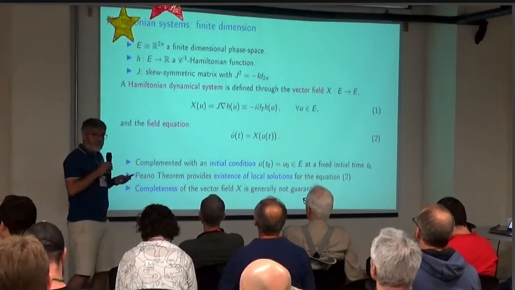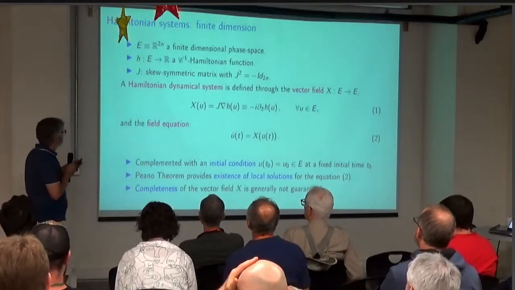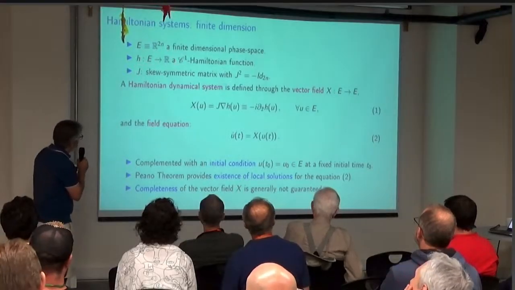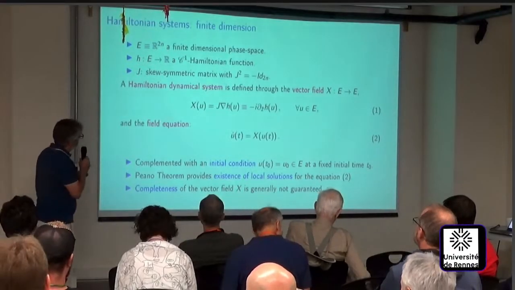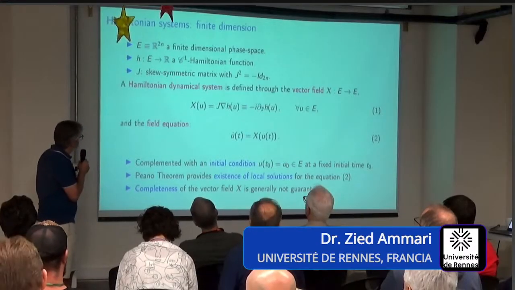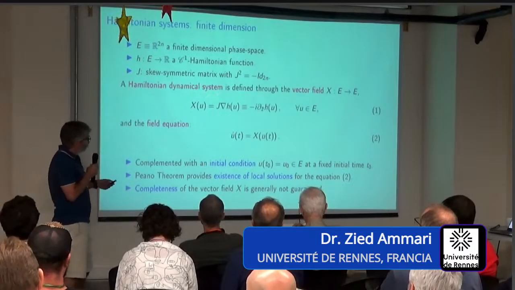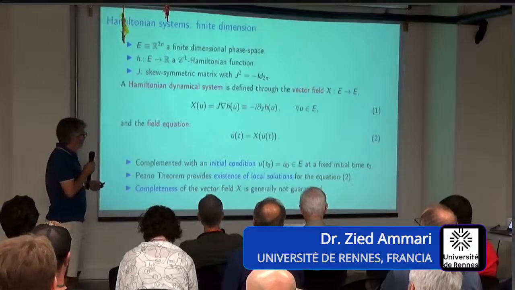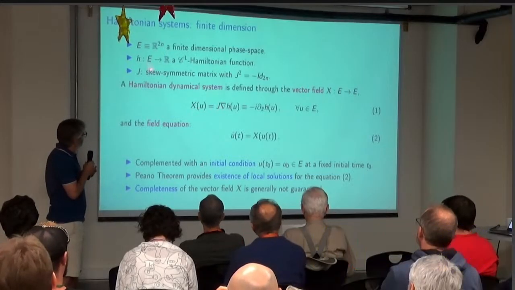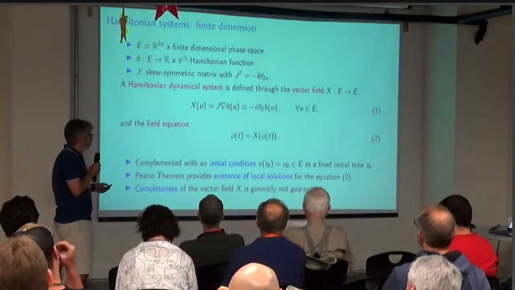Okay, let's start with the Hamiltonian system in finite dimensions. You take a phase space that is R^N. You take a Hamiltonian that is, for example, a C1 function. You consider skew-symmetric matrices, and you can then define a Hamiltonian dynamical system just by taking the vector field. You define the vector field as the gradient of the Hamiltonian function, then you apply the skew-symmetric matrices.